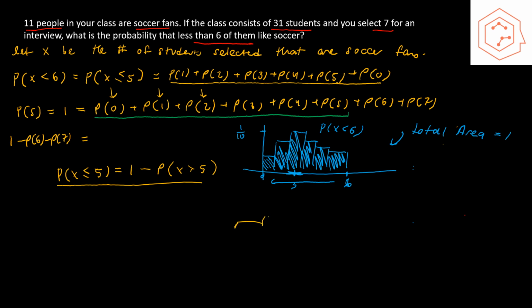Now to actually perform the calculation, 1 minus the probability that x is greater than 5 is 1 minus the probability that x is equal to 6 minus the probability that x is equal to 7. If we expand this even more using the hypergeometric distribution, we get 1 minus the probability that 6 of the students like soccer out of the 7, which is the chance that from the 11 that like soccer, we choose 6, multiplied by, from the remaining 20 students, we choose 1 that does not like soccer, divided by all the possible ways that we can choose 7 students from the total class of 31.